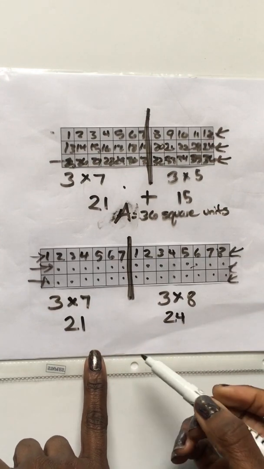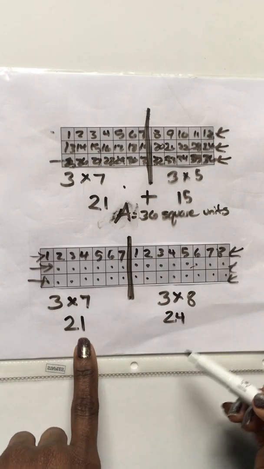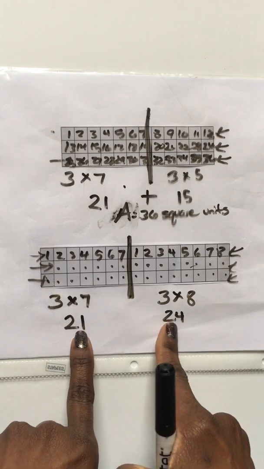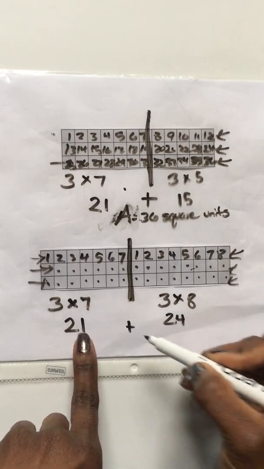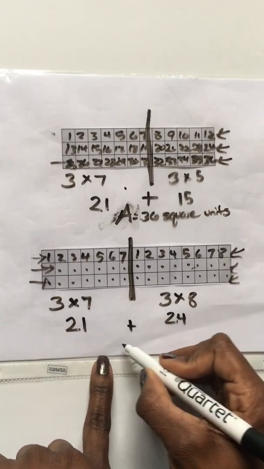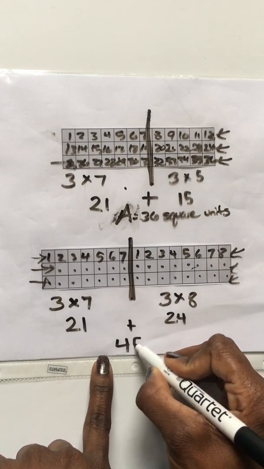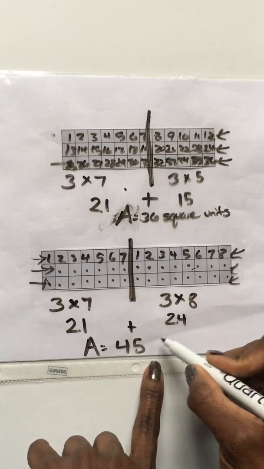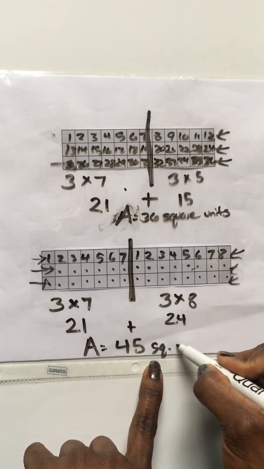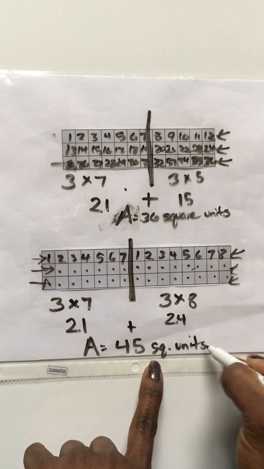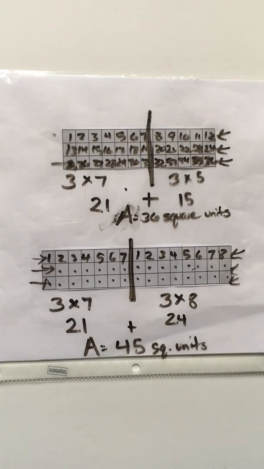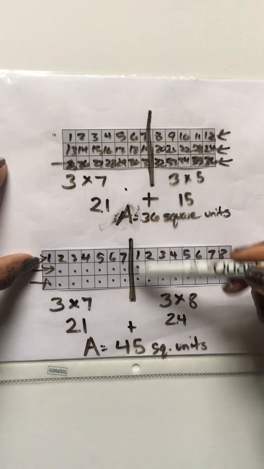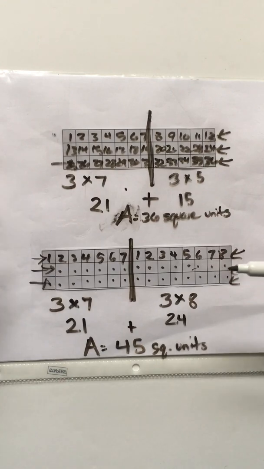Now I'm simply going to add the two areas together. 21 plus 24 gives me a total of 45. Area equals 45 square units. And there you have it. Using the distributive property makes my life so much easier to find the area of a total figure.